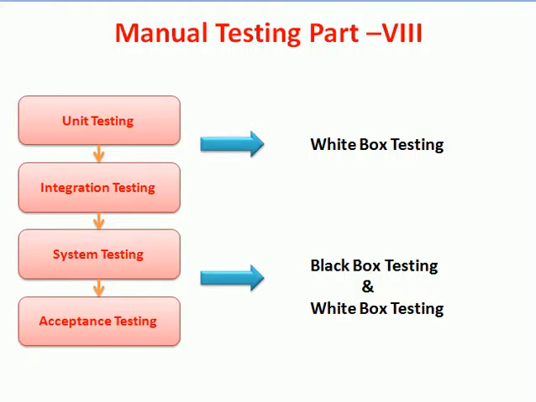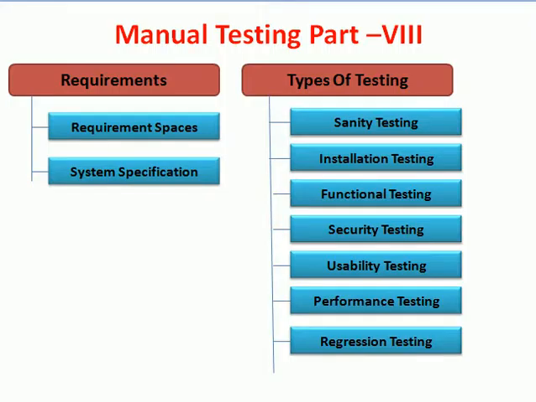Now let us look at system testing from a different angle. System testing involves testing of the requirements. There are two sets of requirements. One is the requirement specifications, which can be in the form of functional requirement specifications or user stories. Then there are system specifications. System specifications are the design specifications, so these exist in design documents. So in system testing, both these sets of requirements have to be tested.